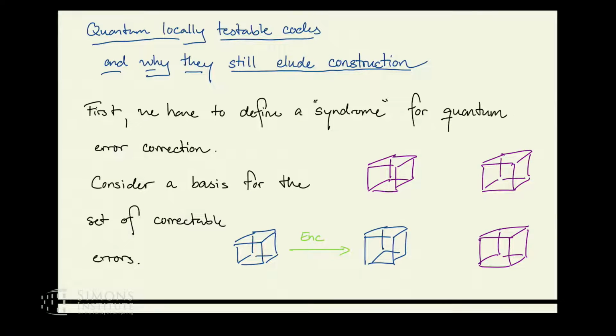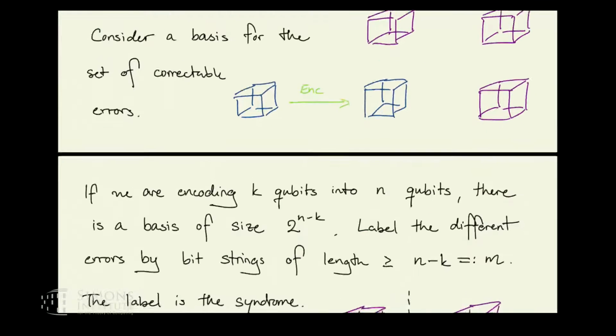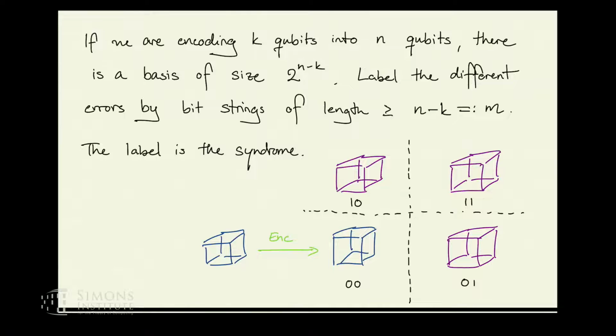So here's the trivial error. Here's all the different errors. What you want to do is, if you're encoding k qubits into n qubits, then there will be a basis for the errors of size 2 to the n minus k. And what you do is you label each of the different errors by some bit string, and it can be longer than n minus k. You can give it a label with redundancy, and that label is the syndrome.